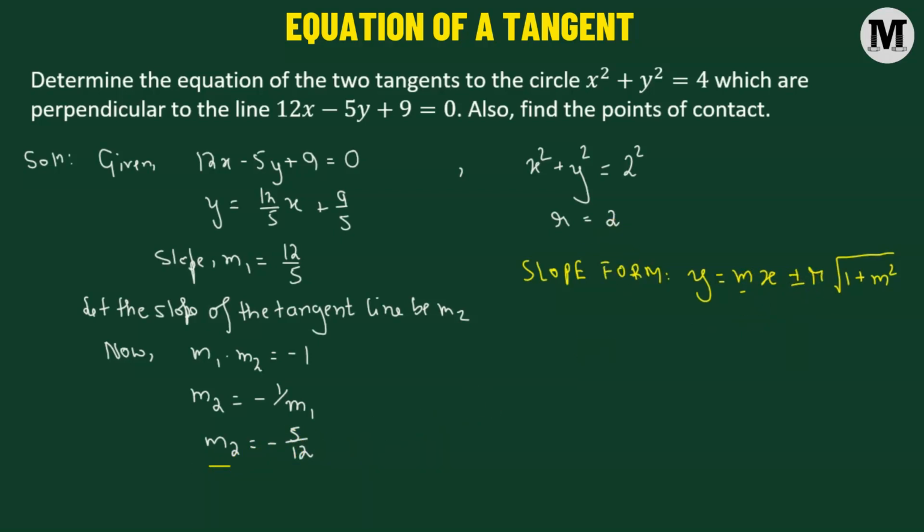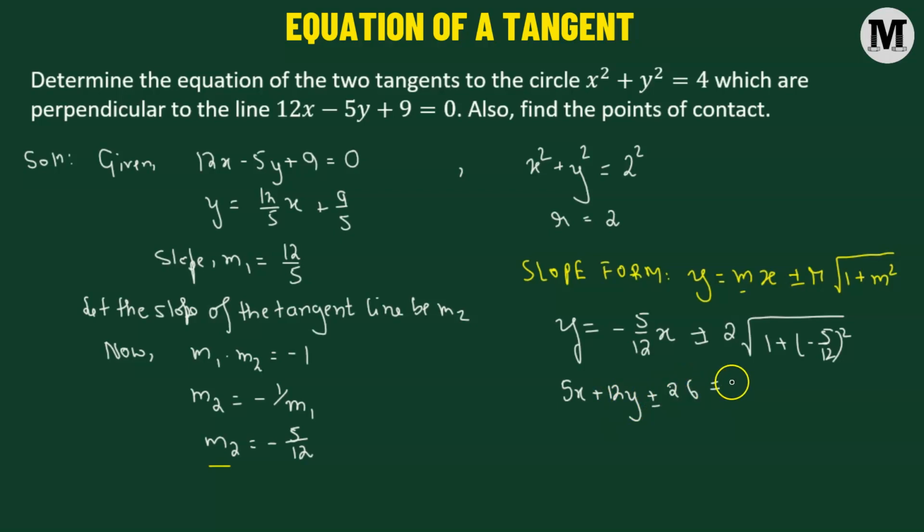The radius is 2. So that means the equation of the two tangents is going to be y equals -5 over 12 times x plus or minus 2 times the square root of 1 plus (-5 over 12) whole squared. Let's simplify this. We'll get 5x plus 12y plus 26 or minus 26 equals 0. So that is going to be the equation of the two tangents.